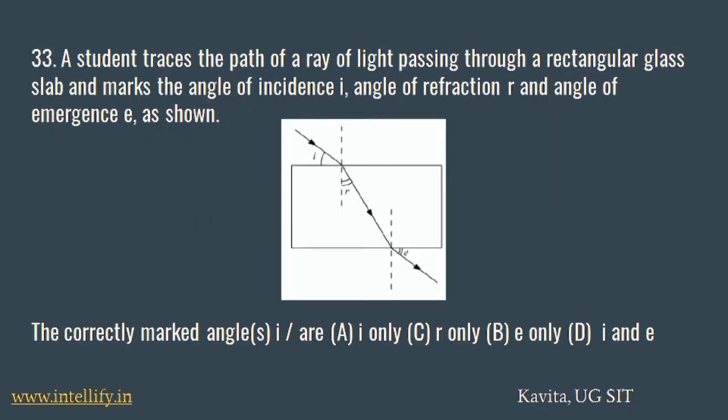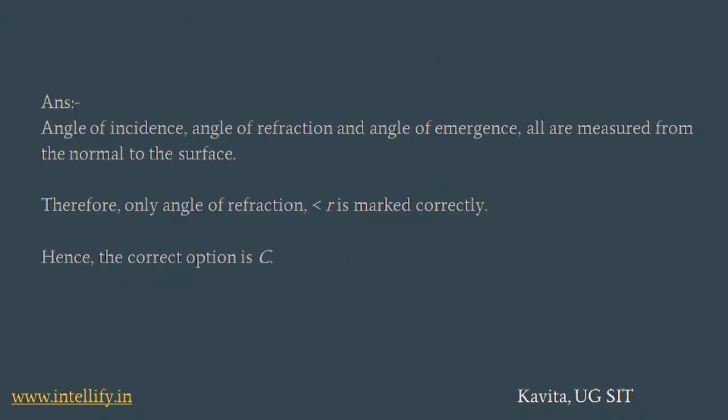Question number 33. A student traces the path of a ray passing through a rectangular glass slab and marks the angle of incidence I, angle of refraction R, and angle of emergence E as shown. The correctly marked angles are: I only, R only, E only, or I and E both.